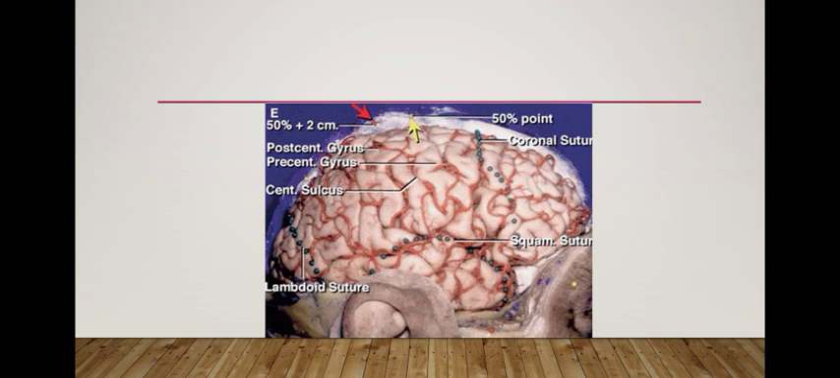Another important point shown in this picture is that the author has marked a nasoinion line here, and this is the midpoint, 50%, of the nasoinion line. If you go 2 centimeters behind this point, that is where your central sulcus seems to originate and go downward. So just 2 centimeters behind the midpoint, this is the area of the precentral gyrus, and in relation to the coronal suture, it is around 3 to 4.5 centimeters behind the coronal suture. Again, the lambdoid and squamosal sutures have been highlighted as well.